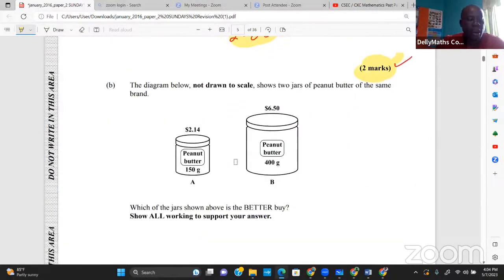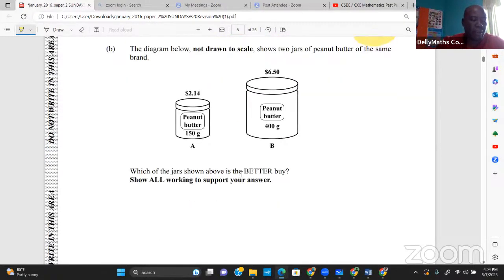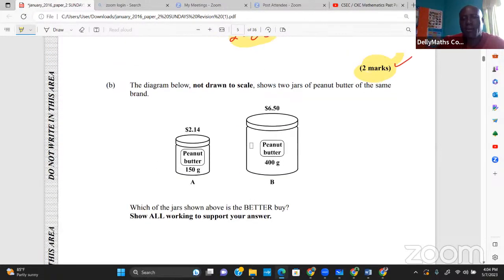Part B says the diagram below, not drawn to scale, shows 2 jars of peanut butter of the same brand. We're looking at $2.14 for this one with 150 grams in it, $6.50 for the next one with 400 grams. So we have situation A, situation B. The question says, which of the jars shown above is a better buy?